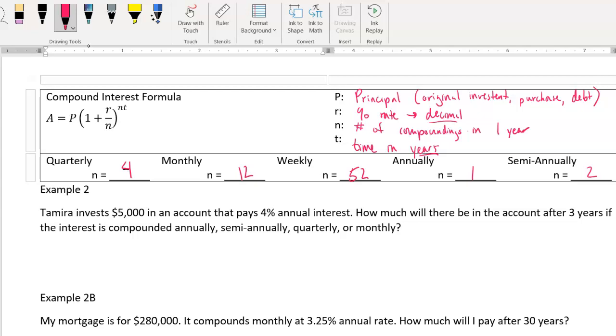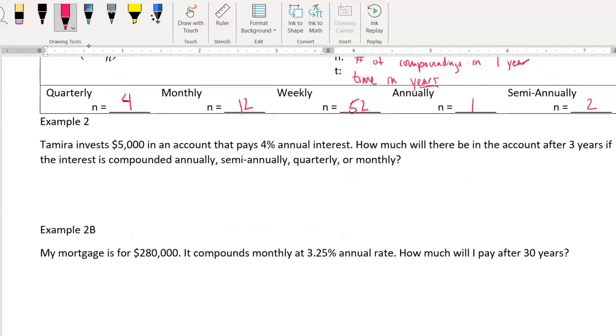All right, so let's just jump right into reading a story problem so we can see how we would use this. It says Tamira invests $5,000 in an account that pays 4% annual interest. How much will there be in the account after 3 years if the interest is compounded annually, semi-annually, quarterly, or monthly? We're going to do a couple of these together, and then I'll just tell you what the other ones would be, so that way you can see the pattern.